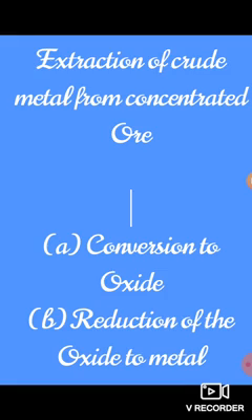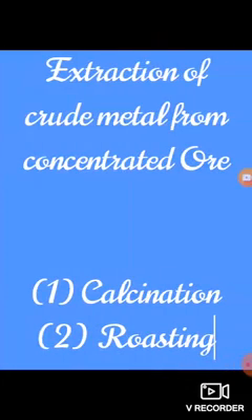Here we have two main procedures. The first one is called calcination. Calcination involves heating. The heating is very important for any metal extraction because calcination is carried out to remove moisture, and carbon dioxide is also removed by this process.